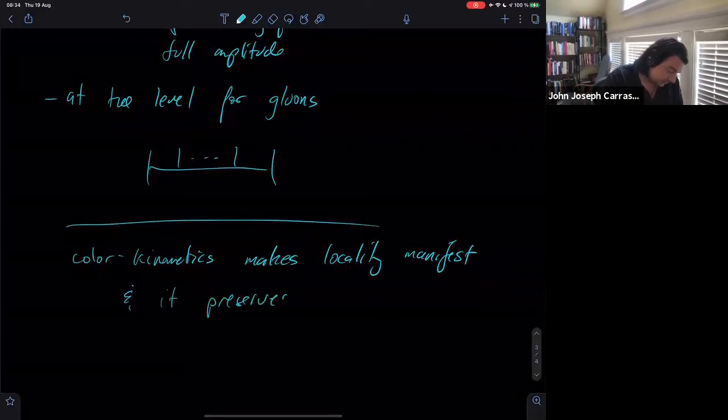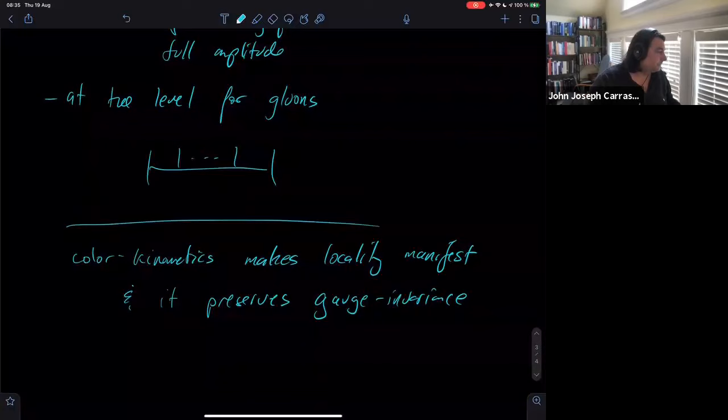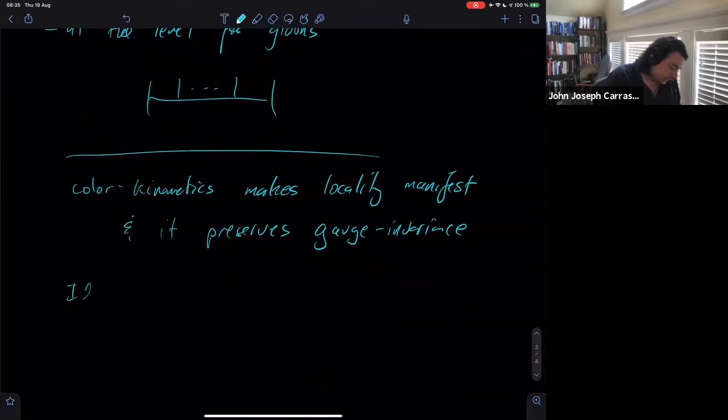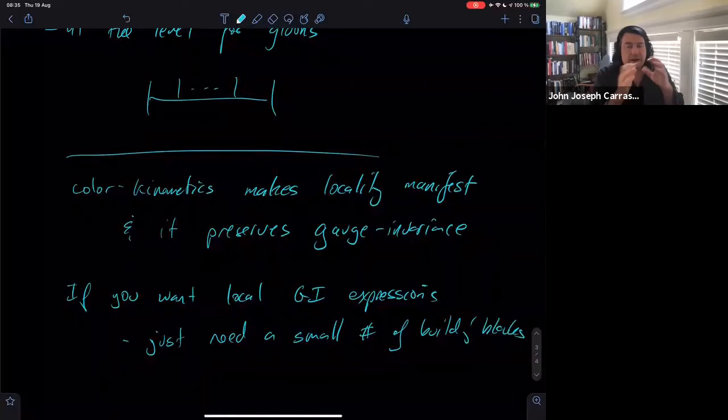Now, this isn't such a big deal if all your external states are scalars, right? But if you aspire to have external states that are either vectors or gravitons, then having building blocks that you combine together in various ways that preserves gauge invariance really is a set of tools that's very useful. And so that's what's going on here. And I'd summarize it: if you want local gauge invariant expressions, the motto is you just need a small number of building blocks that you combine in various ways to get predictions in a whole web of theories.